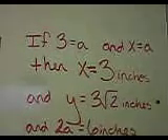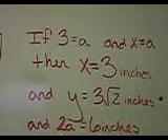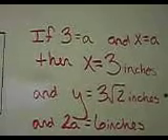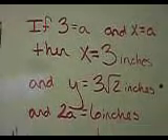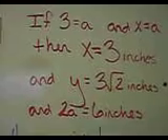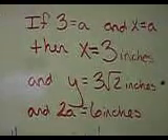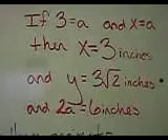If 3 equals a and x equals a, then x equals 3 inches. And again, if 3 is the a value and y should be a radical 2, that means that y is 3 radical 2 inches. And 2a would be 2 times 3, or 6 inches.